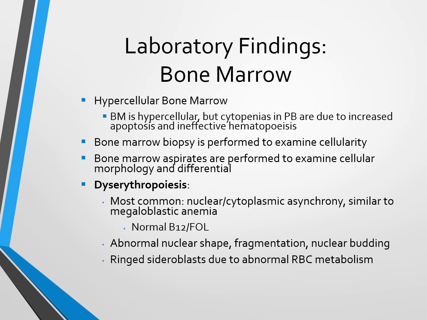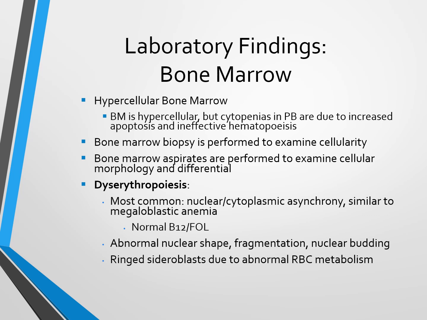So the most common thing we're going to see is nuclear cytoplasmic asynchrony, the same thing we see in megaloblastic anemia. But instead, this is not due to a B12 folate deficiency. It is due to the myelodysplastic process, so dyserythropoiesis specifically. And of course, if we were to do a B12 folate chemistry test, those would come back normal.